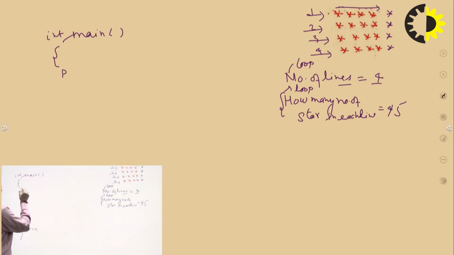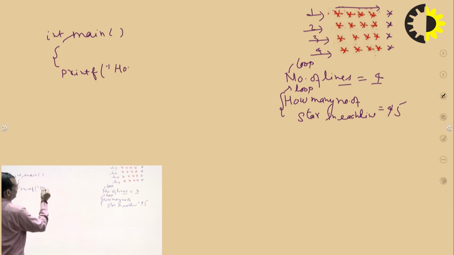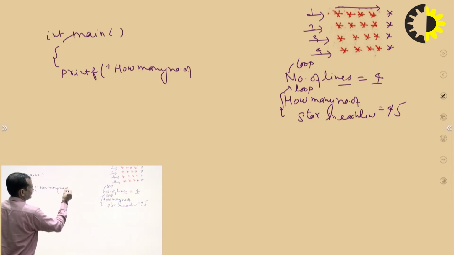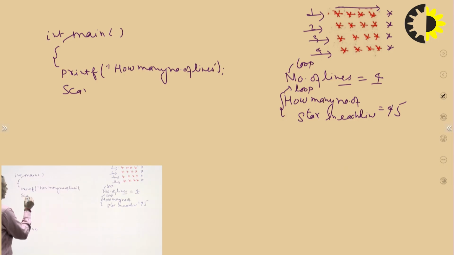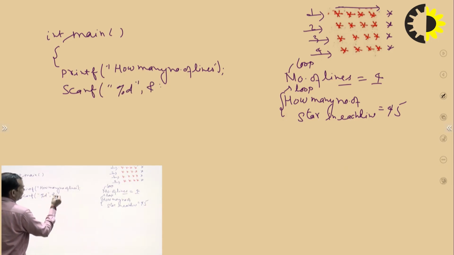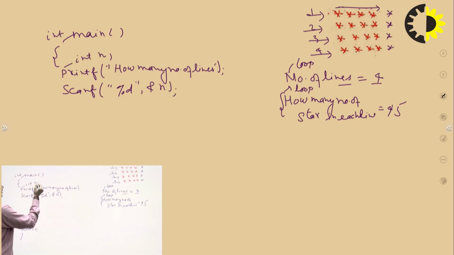Suppose printf asks how many number of lines. But what we do, we have to use scanf, and define it, and give this end. So here we have to declare an integer value, that is m. Same here, if we are using printf m, number of stars in each line. So what we do next, we have to write printf again.